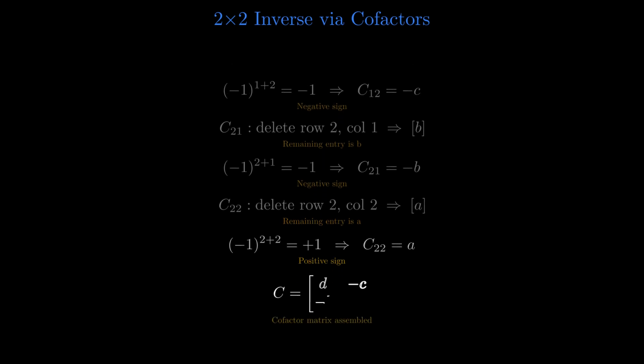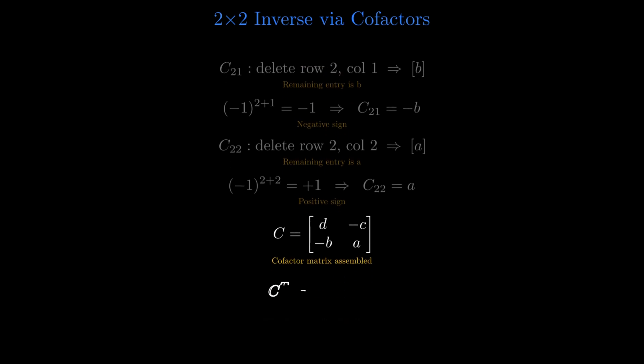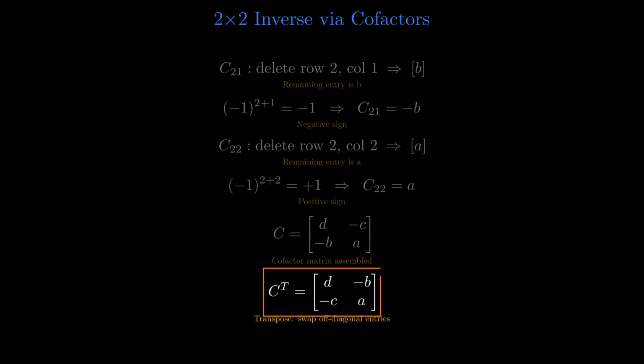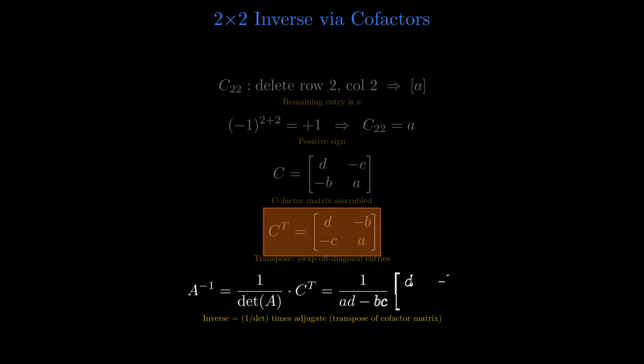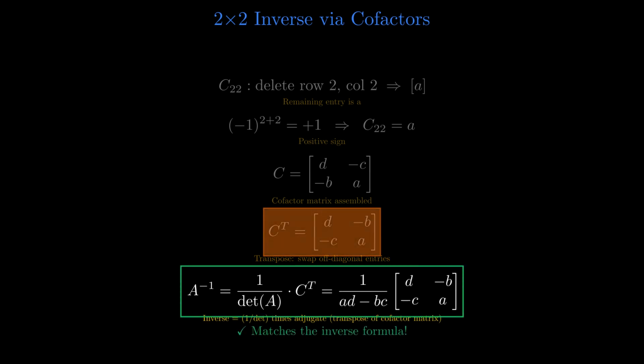Now we assemble the cofactor matrix C. It has rows D, negative C in the first row, and negative B, A in the second row. Next, we transpose it. C transpose is D, negative B in the first row, and negative C, A in the second row. Notice that is exactly the matrix appearing in the inverse formula. So the 2 by 2 inverse is 1 over the determinant of A times C transpose.